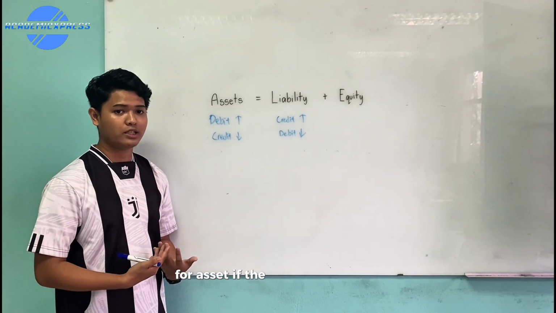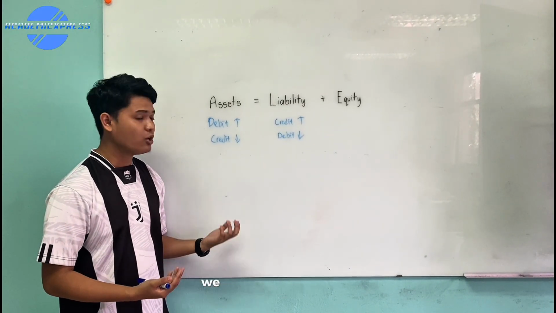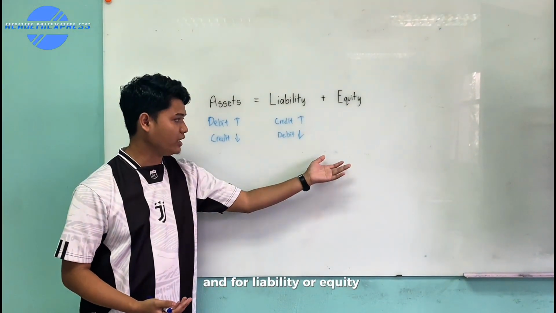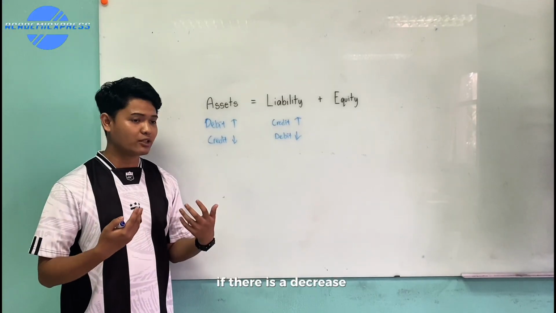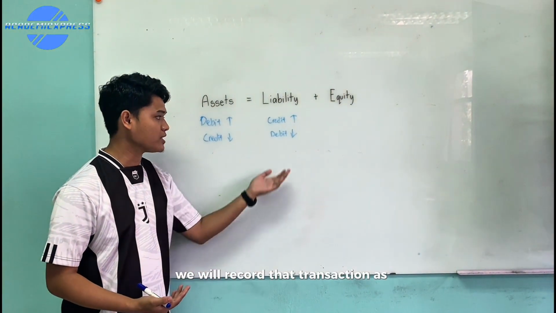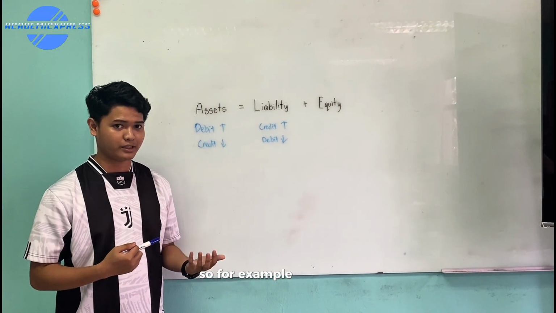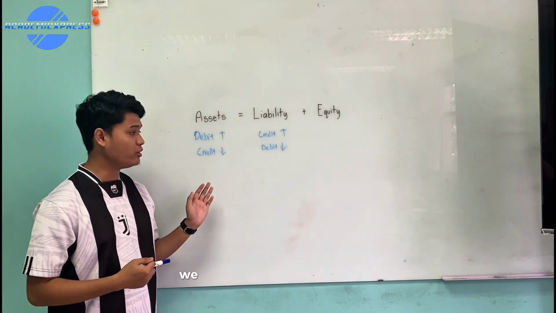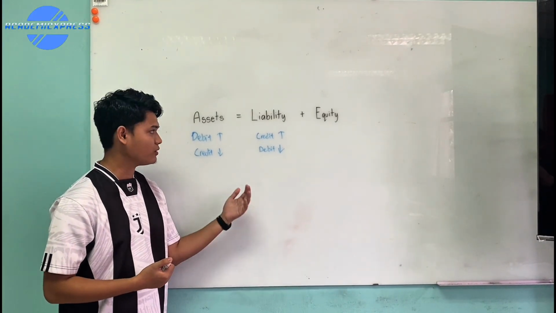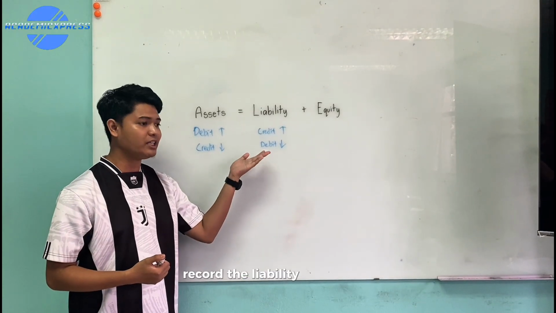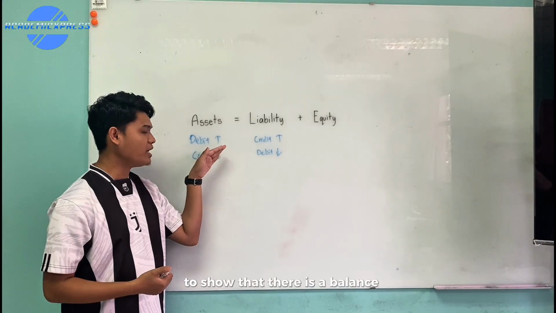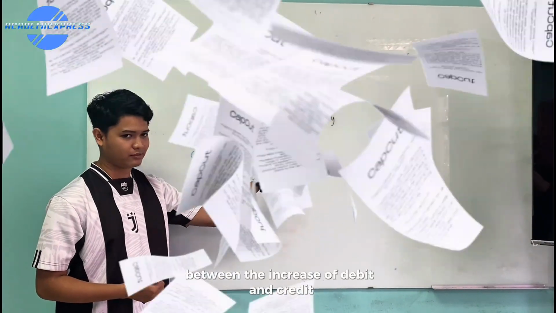For asset, if the amount of asset is decreased, we will record it as a credit. And for liability or equity, if there is a decrease in the amount of liability or equity, we will record the transaction as a debit. So for example, if an asset increases, we will record it as a debit. And to balance the debit, we will record the liability or equity as a credit to show that there is a balance between the increase of debit and credit.